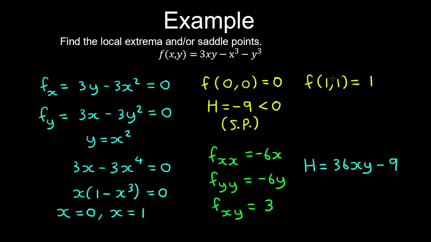And at our other critical point, the Hessian is 36 minus 9, which is 27. So that's greater than 0. So that could be a local minimum or a maximum. So we check our partial with respect to x, which is minus 6 times 1, or minus 6. So that's less than 0. So the curve is concave down, and we have a local maximum at this critical point.